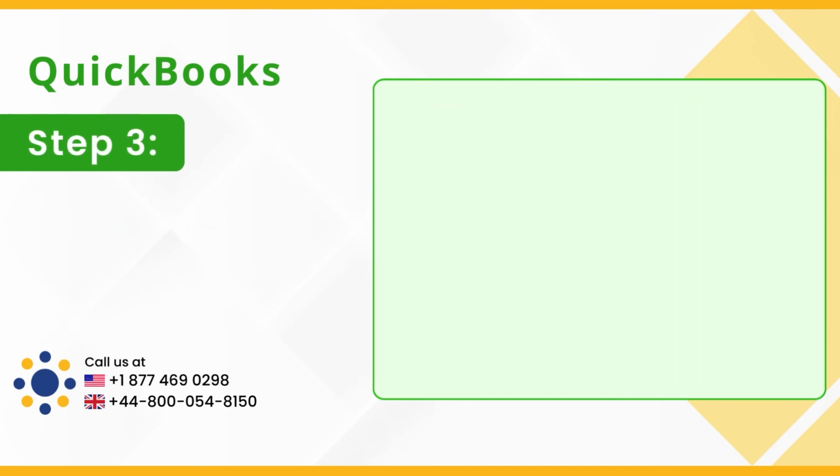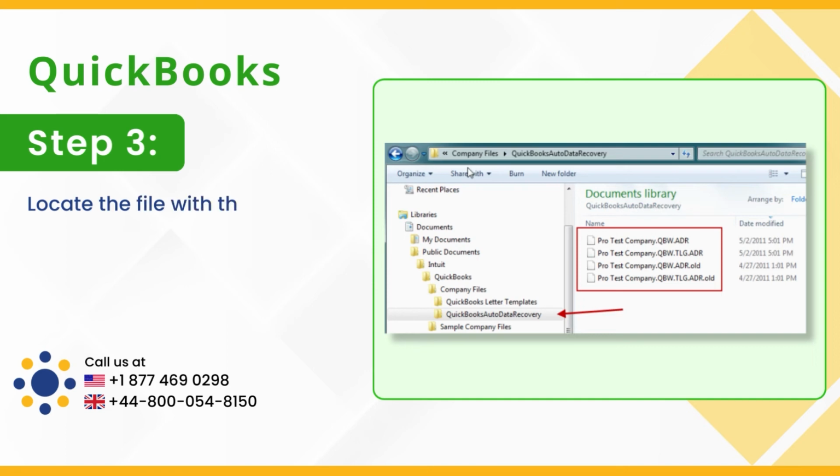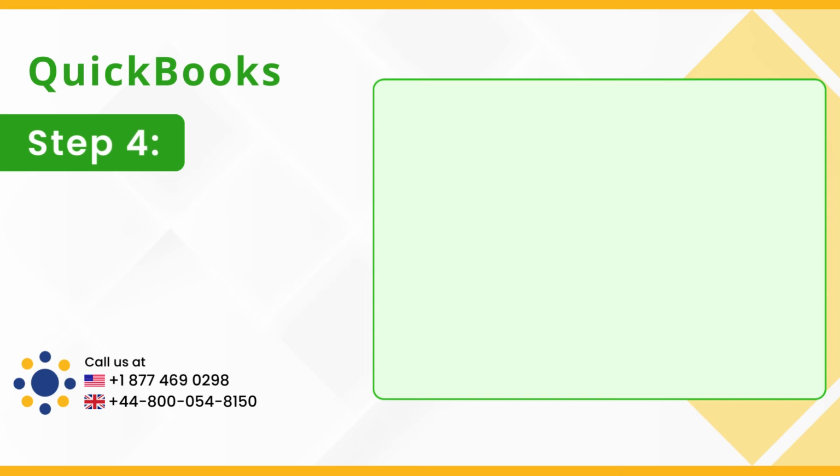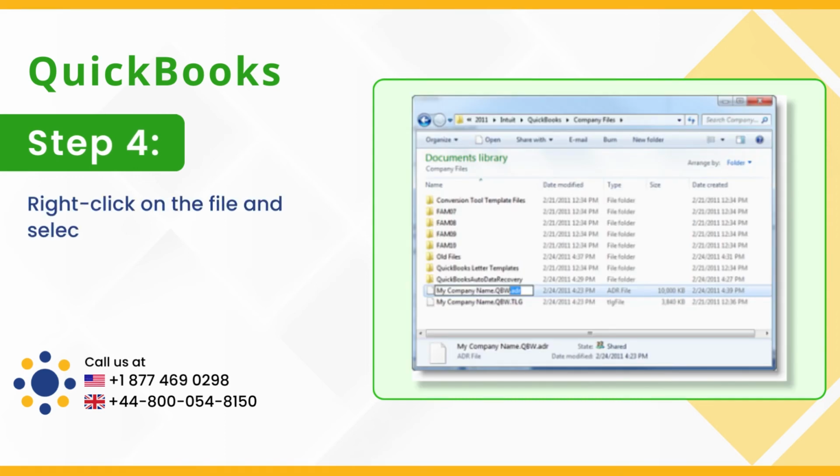Step 3. Locate the file with the .ADR extension. Step 4. Right-click on the file and select Rename, then rename the file to .qbw.